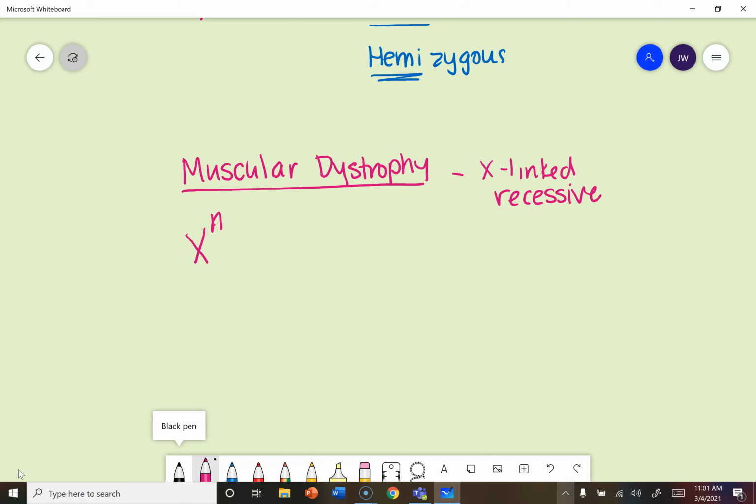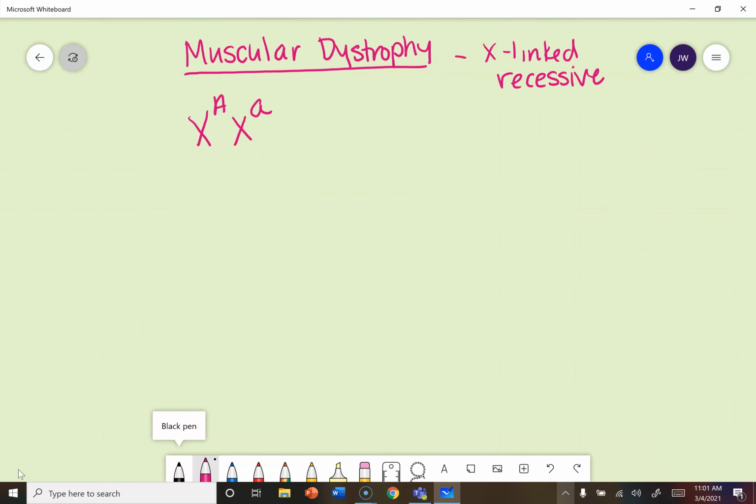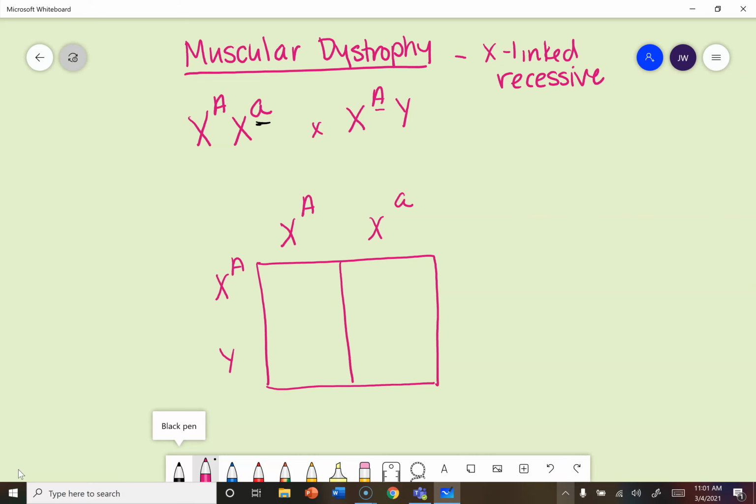So let's say that mom is a carrier. Recall that a carrier is somebody who has the allele to pass on, but doesn't have it themselves. And let's say that dad is normal. Dad has the one dominant allele. So let's look at the probability of these two individuals having a child with muscular dystrophy. We do our Punnett square exactly the same way. I'll go ahead and fill it out and then we'll talk about the phenotypes.